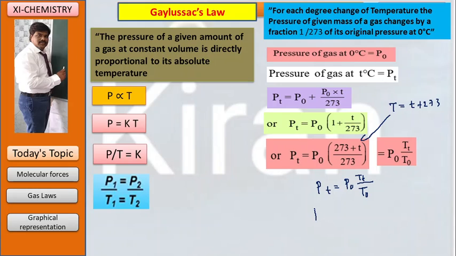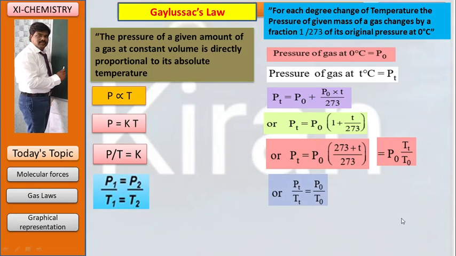So this equation you can write in this format: Pt by P naught is equal to Tt, at a particular small t temperature, and this is absolute temperature. T means this is the final temperature always. That is the reason we have to take it as P2. P naught means initial pressure, that you have to take as P1. Tt means it is the final temperature T2. T naught means initial temperature T1. Like this, this equation and this equation both should be the same.